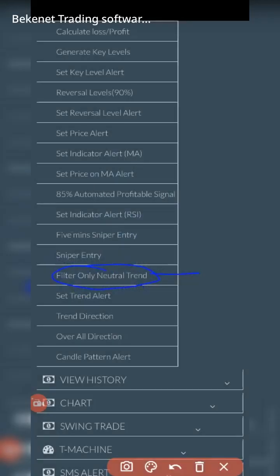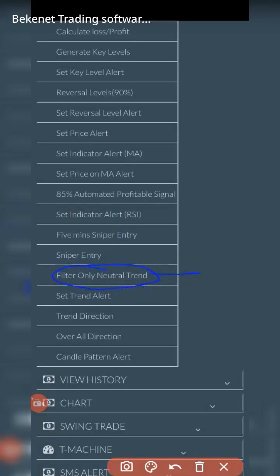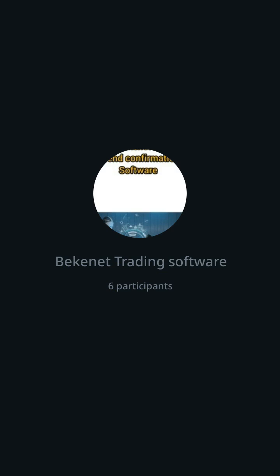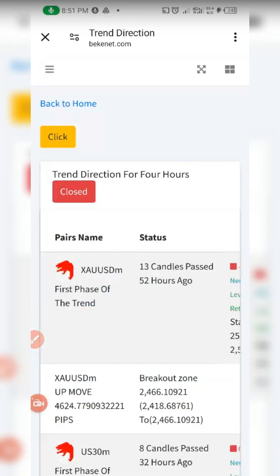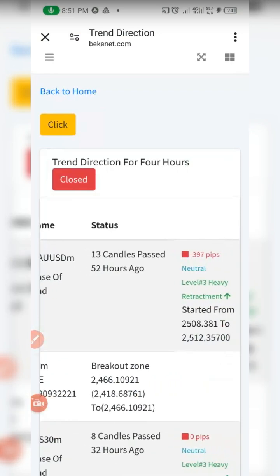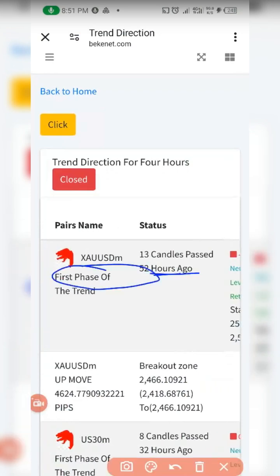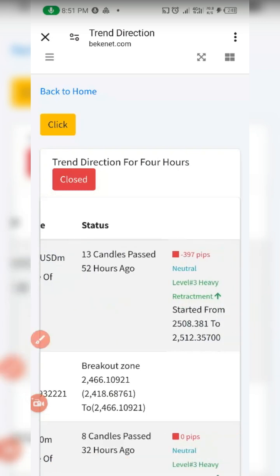So how do I use this theta neutral trend to take a trade? It is very simple. All I need to do is just click here. It will show me all the pairs that are currently on a retracement. Let's see for 4 hours. As you can see, gold is actually on a retracement. It's currently selling. The trend direction for 4 hours is currently on the first phase. It's actually going down. But currently it's telling me that there's a heavy retracement going back up.